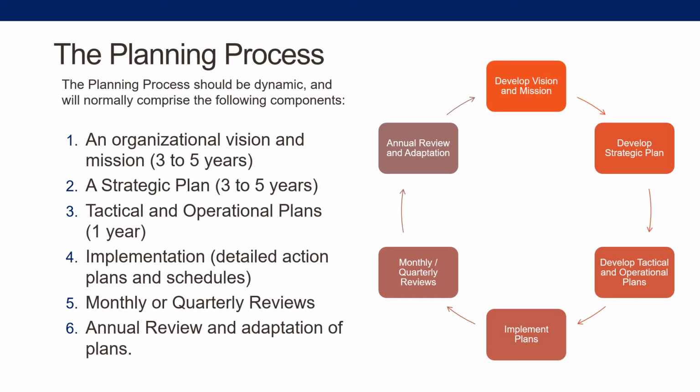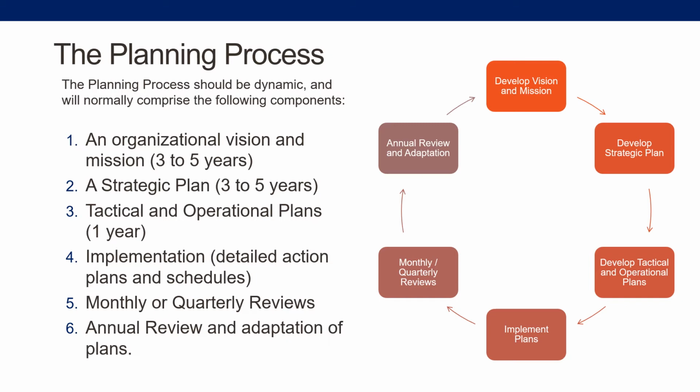Tactical and operational plans, normally applied over a one-year horizon. Detailed implementation action plans and schedules. Monthly or quarterly reviews of the outcomes and implementation of the plan. And an annual review and adaptation of plans. The aim with any planning process is that it is used continually to guide the organization.